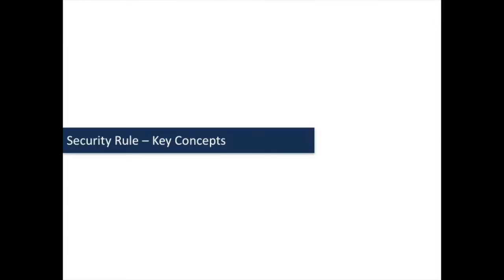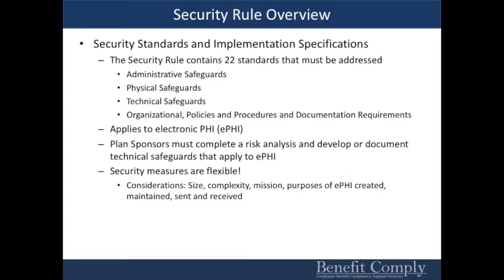So moving into the security rule. Where the privacy rule was concerned about proper uses and disclosures of PHI, the security rule is really focused primarily on ensuring that electronic PHI is kept confidential, that it remains available, and that it's protected from unauthorized modification or destruction. The rule contains a set of 22 standards that all covered entities need to address.